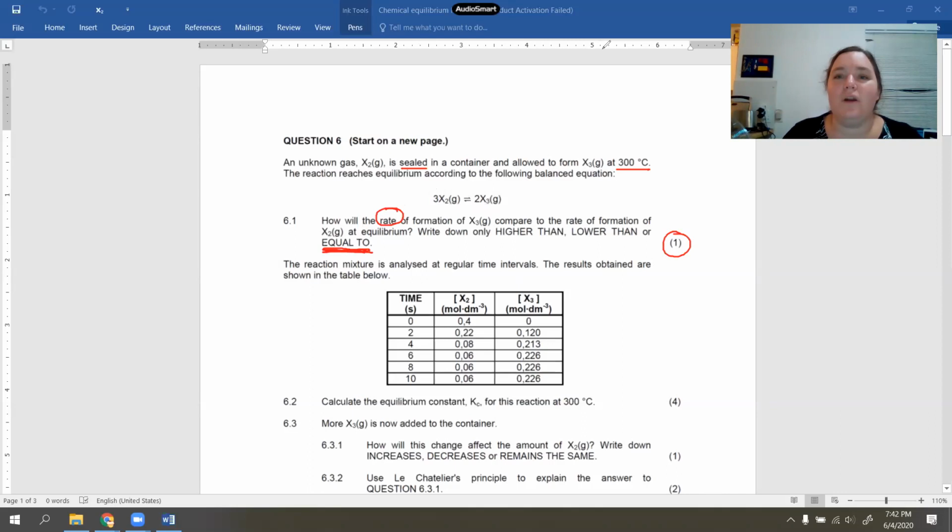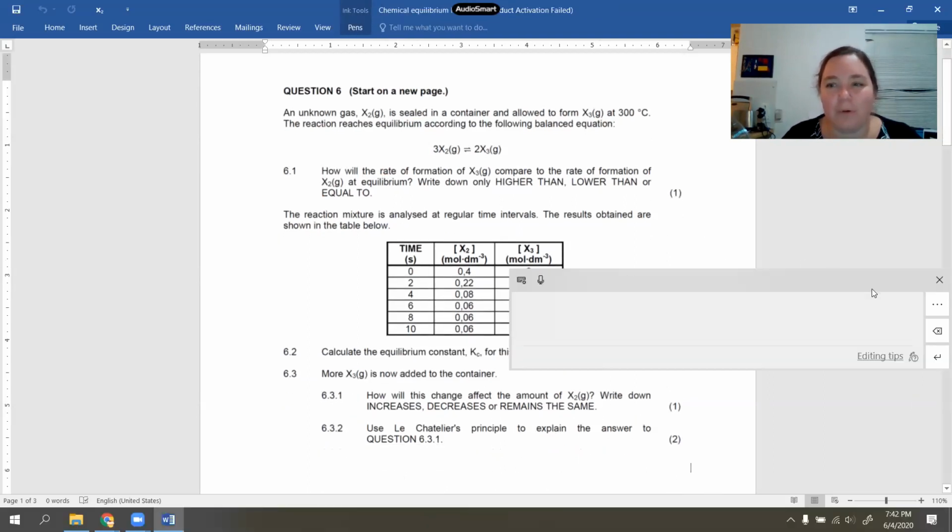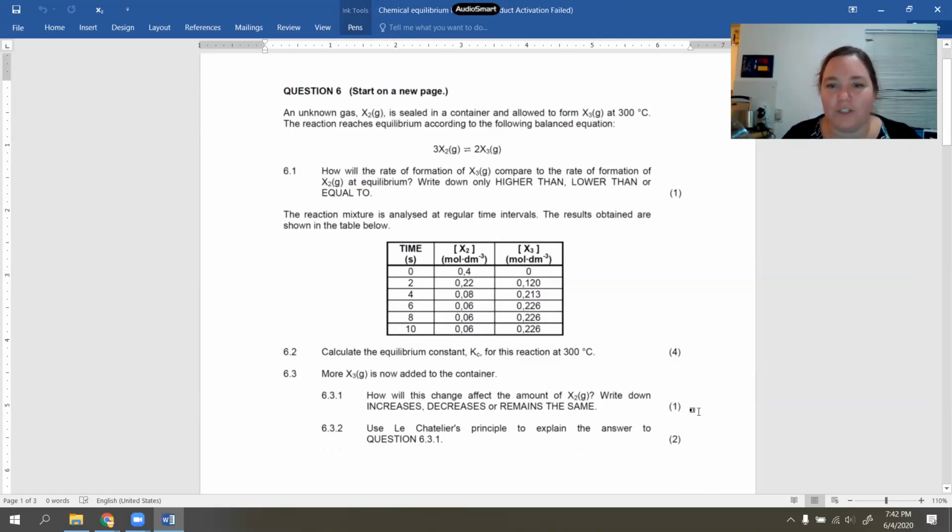Okay, sorry for bringing in a minefield that I suddenly looked at and wondered about. If I need to correct it myself later, I'll get back to you. But I'm pretty certain that they wouldn't have wanted you to overanalyze it. So we're going to move on to question 6.1.